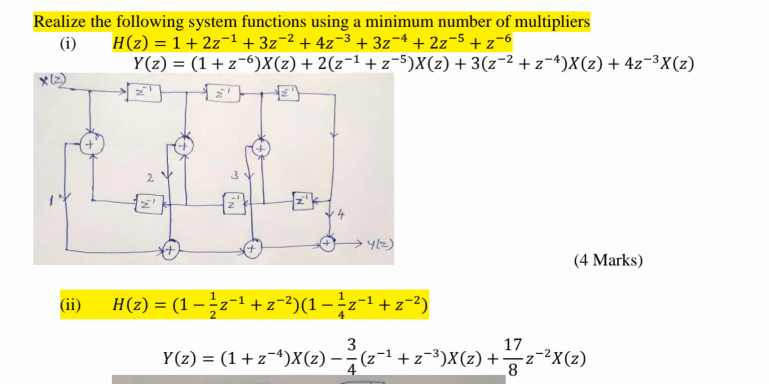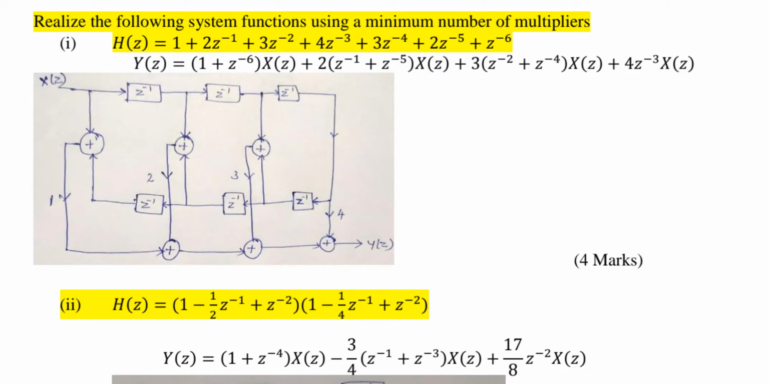In this kind of problem, they mention a minimum number of multipliers because normally we would realize the functions in the traditional way, but more multipliers would be used. In order to avoid that, we go for this structure. Compared to the traditional realization, we use fewer multipliers, so only this method is preferred.